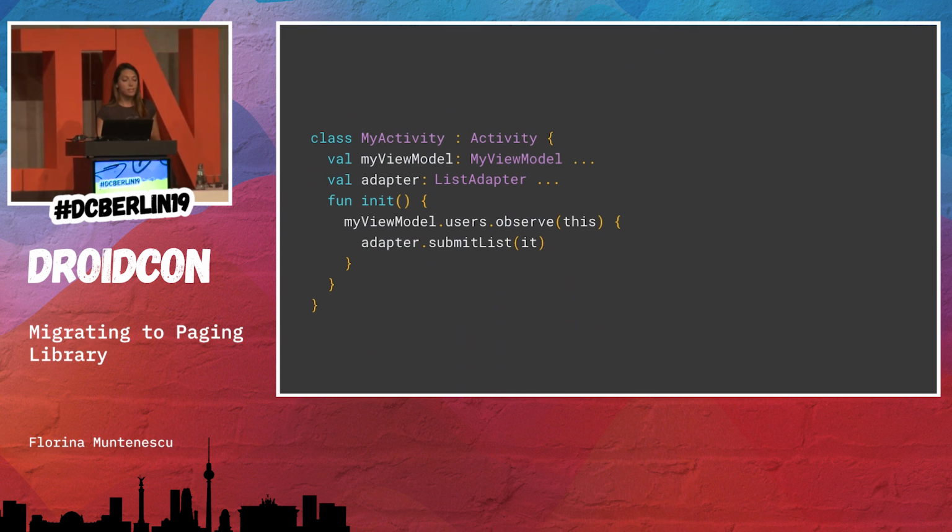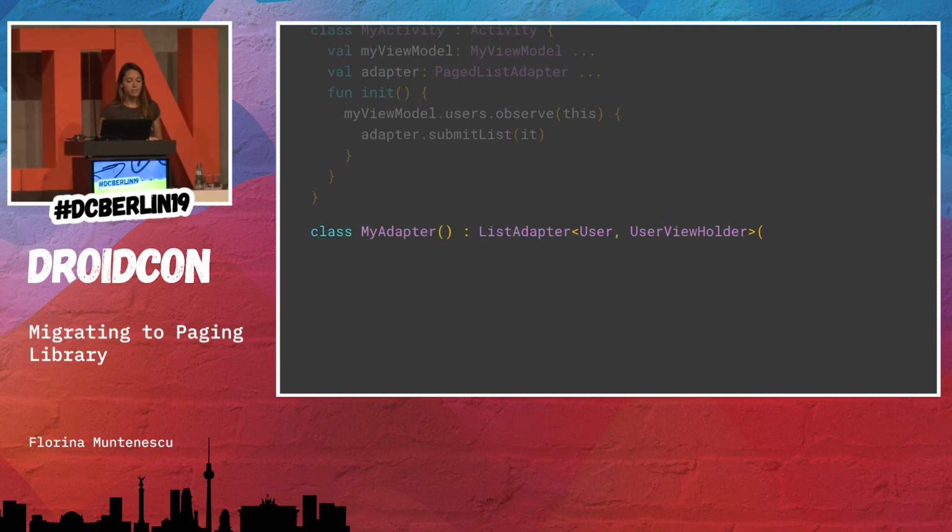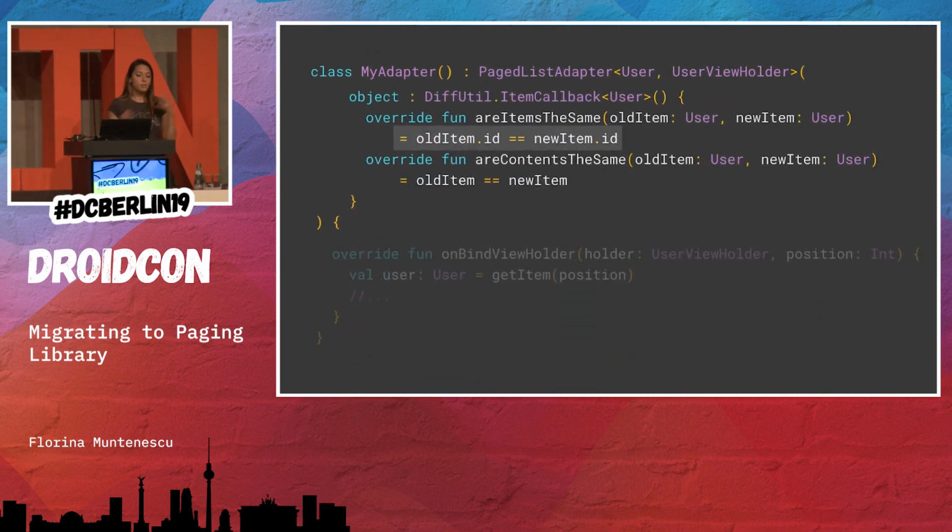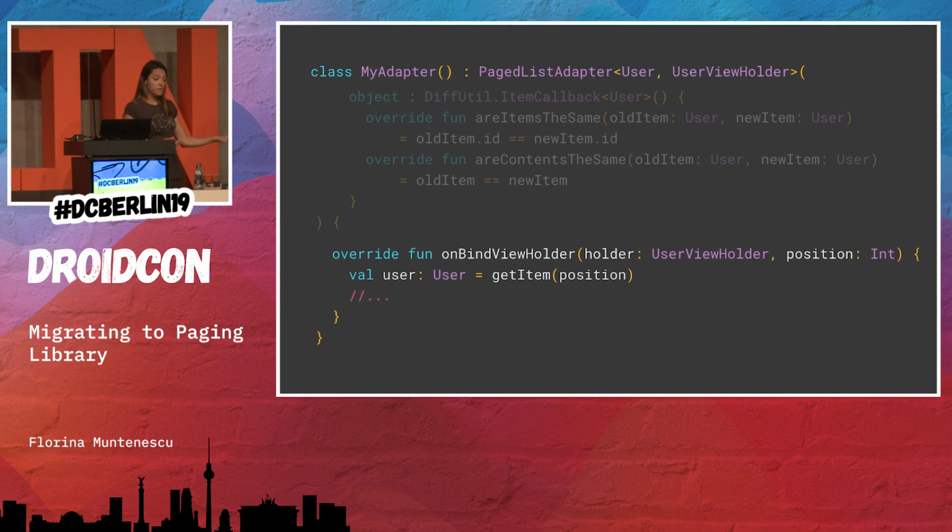Then in the activity, instead of working with a list adapter, we would work with a page list adapter. And then in the adapter, instead of having a list adapter, we would have a page list adapter. And then you would still need to implement the same diffutil. So if you've already migrated to a list adapter, it means that the changes that we've made so far are quite minimal. We just changed from a list to a page list. But then we have another small difference in the bind, because the page list adapter works with nullable items. And you'll find out why nullable in just a second.